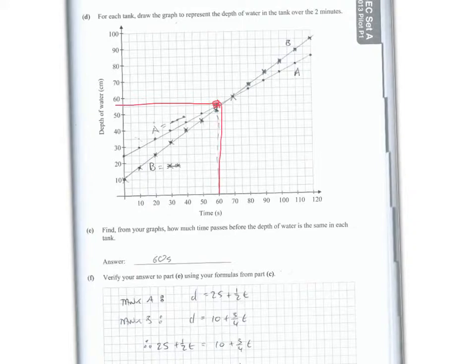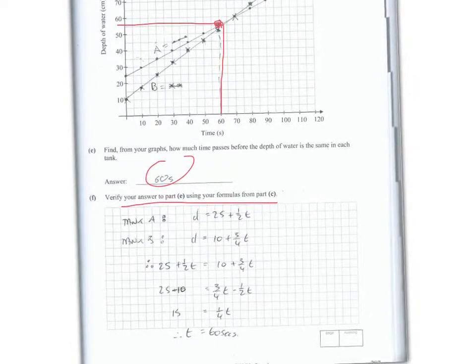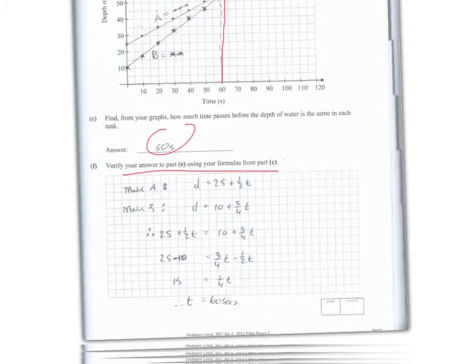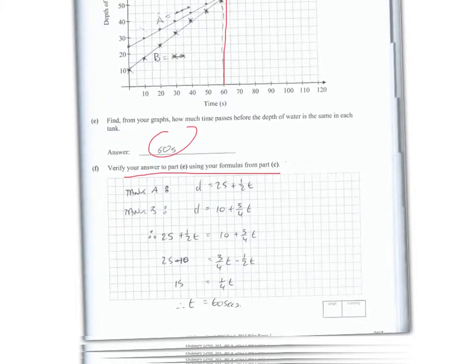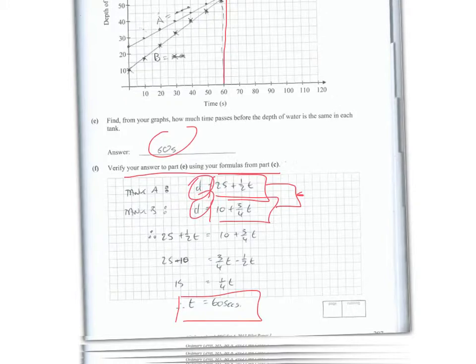And you can verify your answer then. You're asked to verify your answer here using your formulas. So if you have your two formulas and if you equate them, you'll find that t is equal to 60 seconds. Okay, so you equate this equation with this equation because they should have the same value of t when the depths are equal, as we've just found out here, and you get t is 60 seconds.